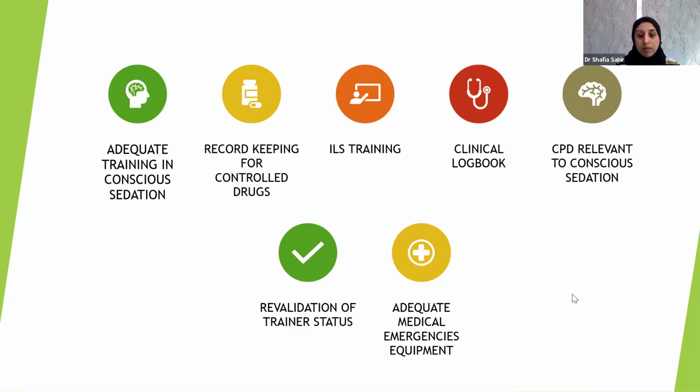This one at the bottom, revalidation of trainer status. This is more for someone who is an accredited trainer who's training other people. What that involves is an application form to the Royal Colleges, and you essentially have to give your logbook and what training you've had, and they will go through all that and make sure that you have enough training yourself in order to train other people. And once they give you the green light, you've got a validation for 3 years. So you don't have to revalidate yourself for 3 years.